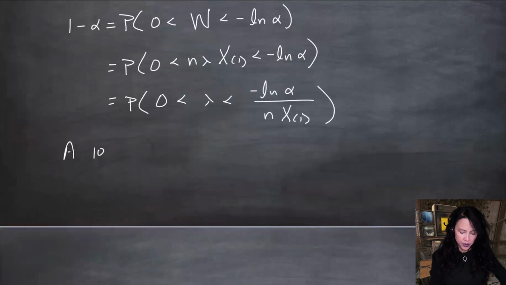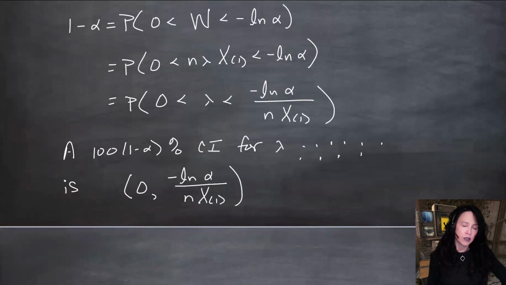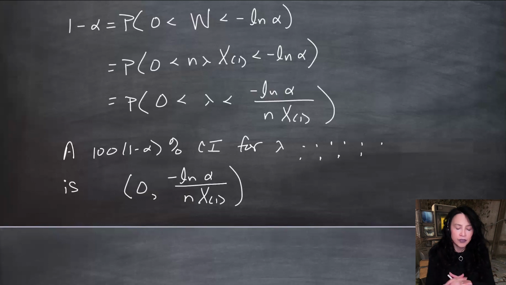So to conclude, a 100 times 1 minus alpha percent confidence interval for lambda for the exponential distribution, based on the minimum, is 0 to negative log of alpha over n times the minimum. You give that to the person with the data, and they've got a certain number of data points, so they know n, and they can compute the minimum, and they probably have a desired alpha. They want a certain level of confidence, not feelings, in their interval. So these numbers are going to be known to the person working with the data. And I did say A, not THE.